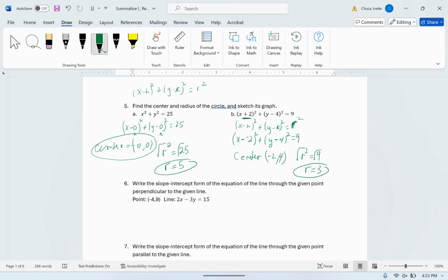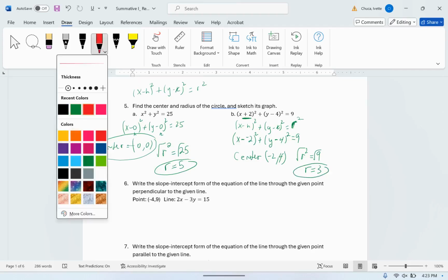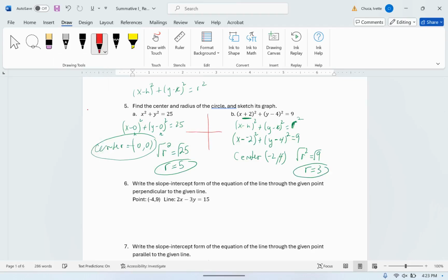Now it does say to graph. So if we want to graph, let's graph the first one. We want to plot the center for it first. So that's at 0, 0. And then we use the radius to go up that many spaces. So that's right here. We go to the right 5 spaces. We go to the left. We go down. And so our circle is going to be connected by these points.